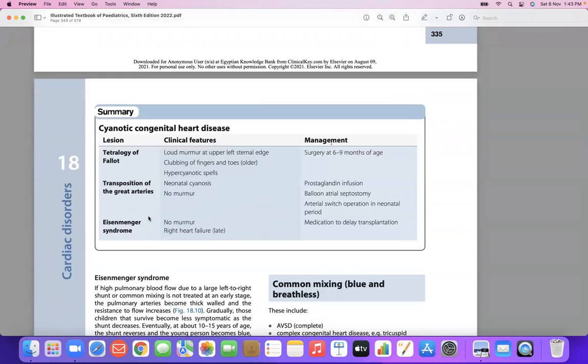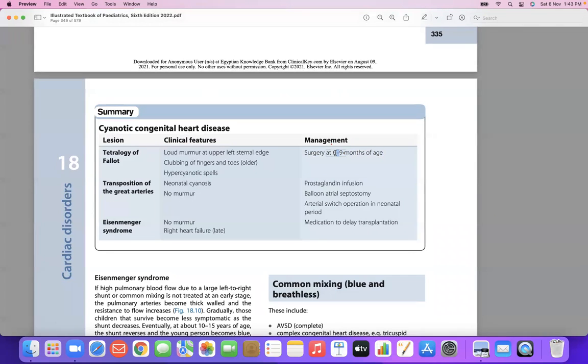So these are the commonest cyanotic congenital heart diseases you see. So tetralogy of Fallot: loud murmur in the upper left sternal edge. Okay. So you see clubbing of fingers and toes in older children and they can present with hypercyanotic spells. Even infants with inconsolable cry, blue, can be in hypercyanotic spells. You have to treat them.